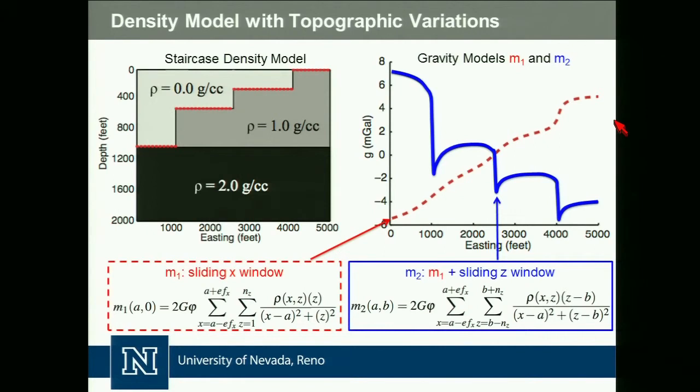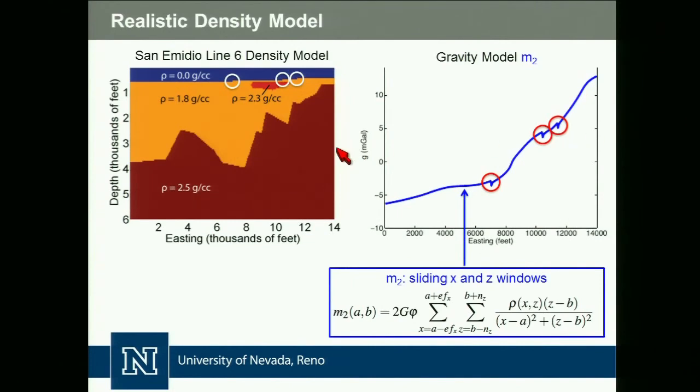So next, we wanted to look at a realistic model and put this to the test with actual data that we might be looking at. This is the San Emilio Line 6 density model. It's a forward model found in Teplo et al. 2011. And what happened when I put this density model into our gravity model is we wound up with these singularities, and we realized these occurred at each topographic step.